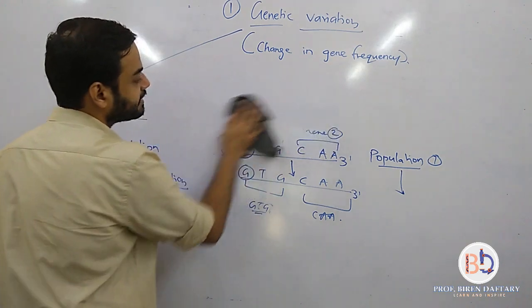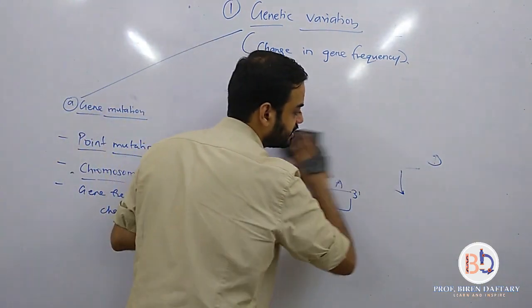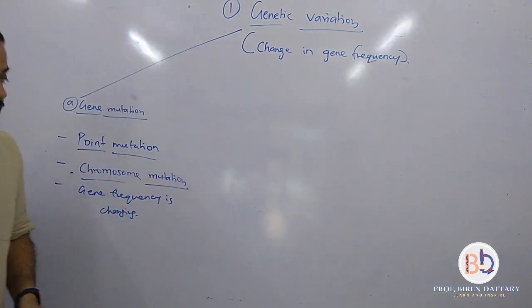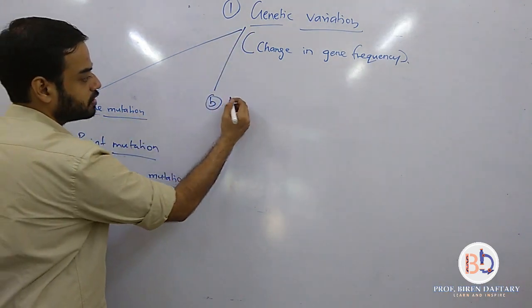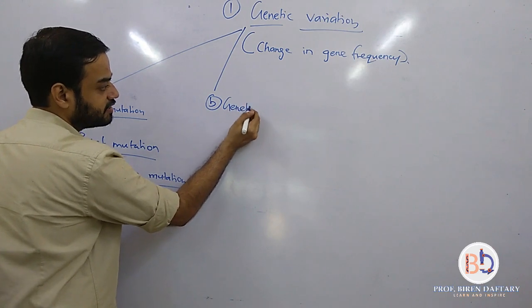Now, the next factor causing genetic variation is called genetic recombination. Now, recombination, what is the meaning of that? Just think till I write this down.